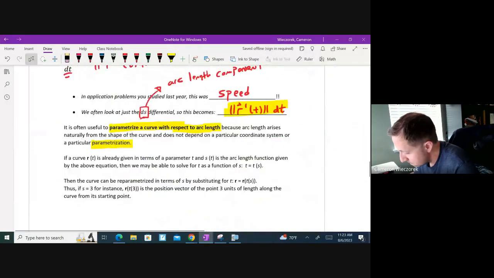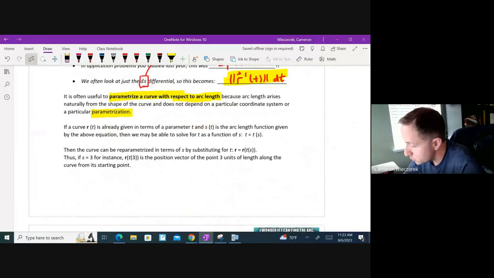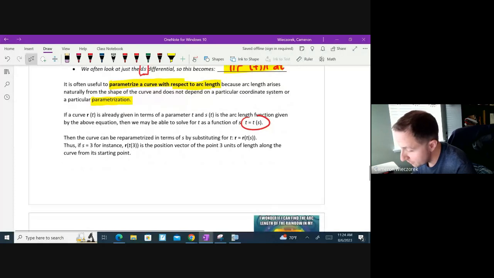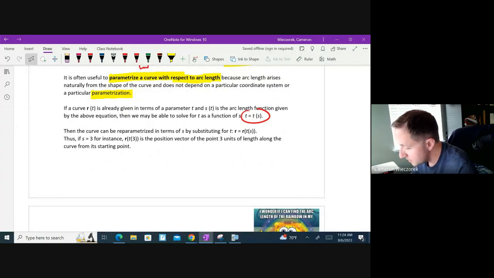So there are benefits. And so really all we do is we re-express t in terms of this arc length function s. So we try to find an expression for the parameter t in terms of s, this function t of s. And then we can just re-parameterize the curve by substituting in s there. Okay. So for example, if s was equal to 3, then r of t of 3 would be the position vector of the point 3 units of length along the curve from the starting point. Okay? Because s equals 3 would indicate a length of 3. So this would tell me how far a particle moved 3 units along the curve.